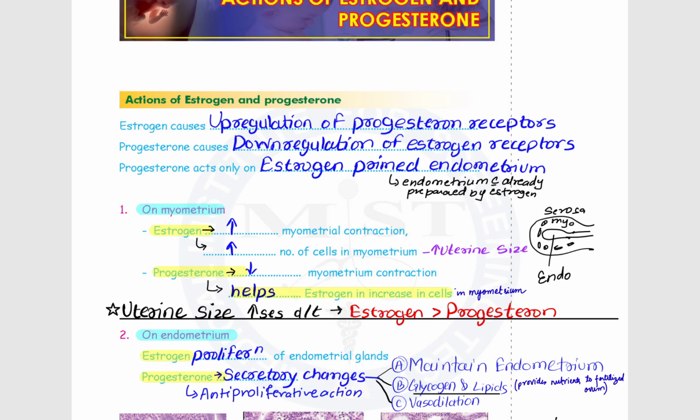Progesterone acts only on estrogen primed endometrium. Even though progesterone needs estrogen because it cannot act if the endometrium is not primed by estrogen, it still downregulates the estrogen receptors. But estrogen, on the other hand, causes upregulation of progesterone receptors.